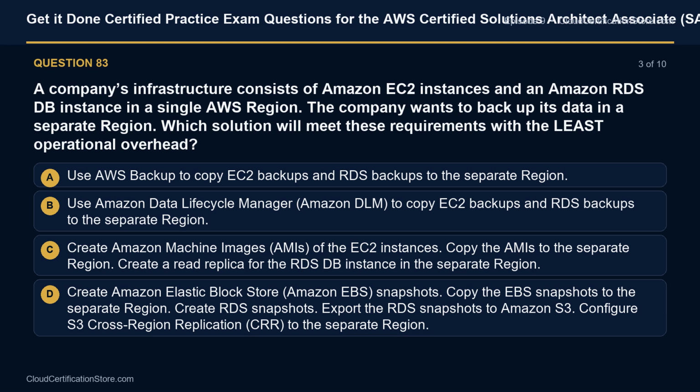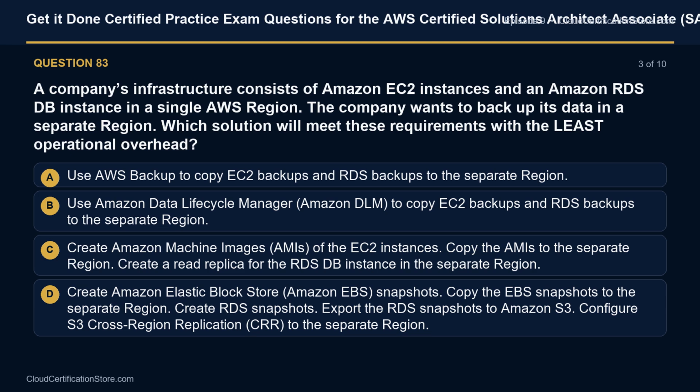Question 83. A company's infrastructure consists of Amazon EC2 instances and an Amazon RDS DB instance in a single AWS region. The company wants to back up its data in a separate region. Which solution will meet these requirements with the least operational overhead? Option A. Use AWS Backup to copy EC2 backups and RDS backups to the separate region.